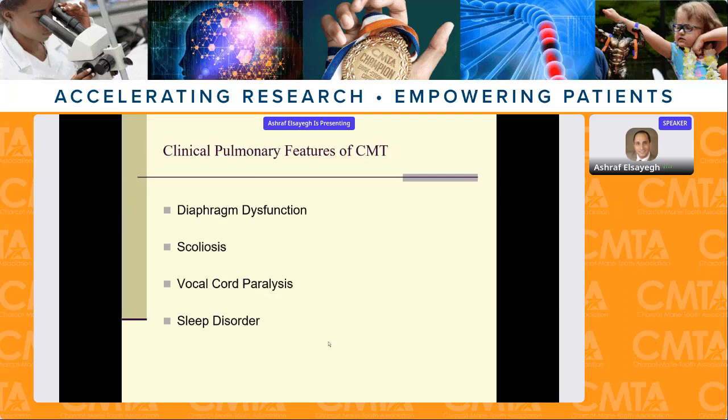However, sleep disorder is very common. I have tons of CMT patients who have a sleep disorder. And then scoliosis, there's a good number of patients with scoliosis as well. But let's go through these very quickly one at a time.